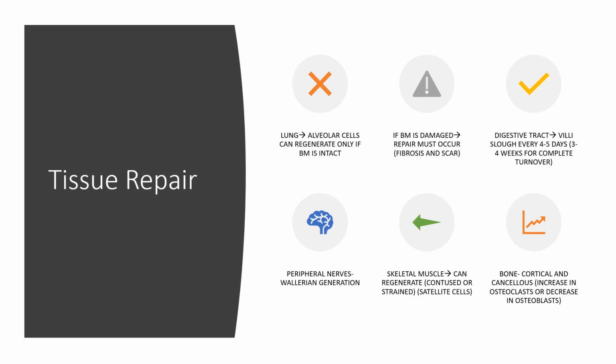The small intestine and the digestive tract as a whole is a very dynamic and very regenerative organ. Every 4 to 5 days, the villi slough off, and every 3 to 4 weeks, every month, you have brand new villi generating in your gastrointestinal tract.